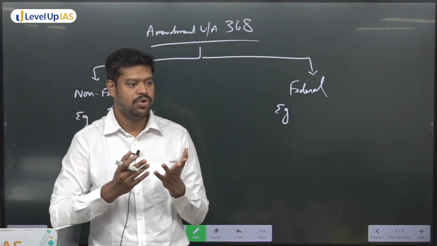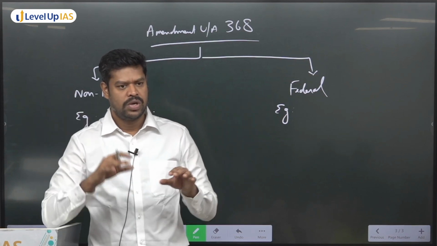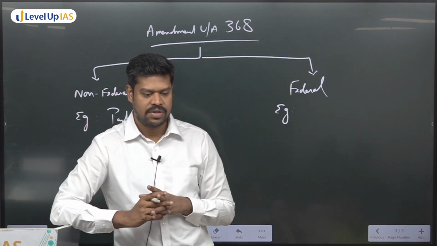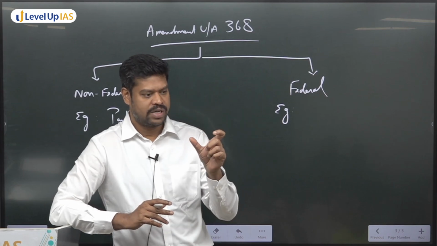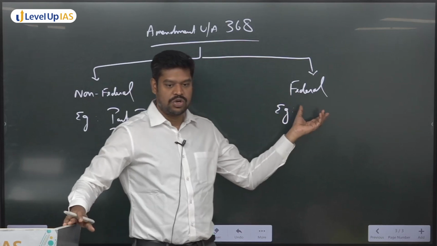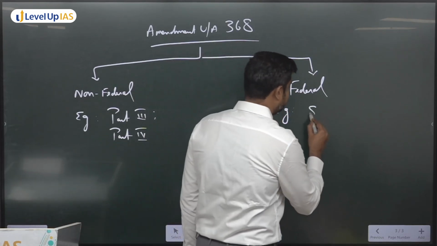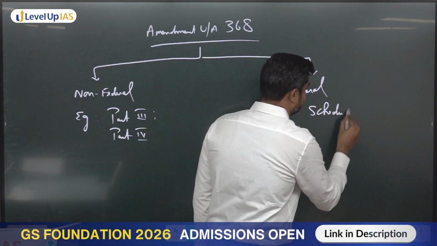Again, union, because the power of both of them is now given to the union alone. So anyway, it is going to disturb the power balance between the center and the state. So any amendment, for example, to Schedule 7 of the Constitution is considered to be an amendment to the federal provisions of the Constitution. Here the example is Schedule 7.